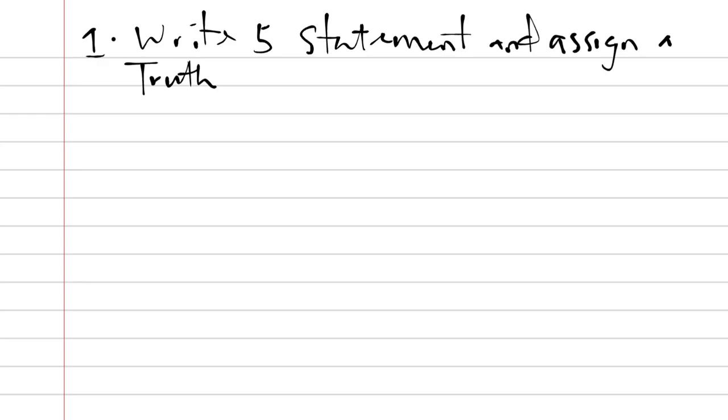So like the example I gave that time, Nigeria is an African country. The truth value is what? It is T. Why? Because it is true. I get what I'm saying now. And assign a truth value to them.